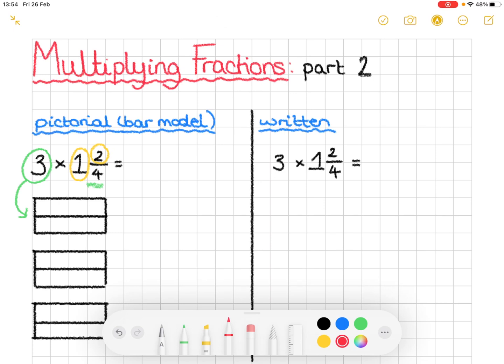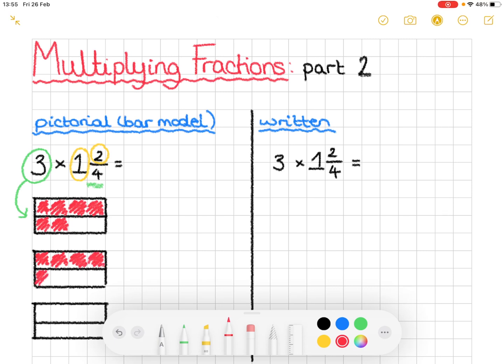So I'll start off and I'll shade that. So we've got one full model. So 1, 2, 3, 4. So full is 4 out of 4. And then we've also got an extra 2/4. So for each model, we have 1 full and 2/4. And we've got 3 lots of that because we're multiplying by 3. So I'll go and repeat this now for the other 2 models.